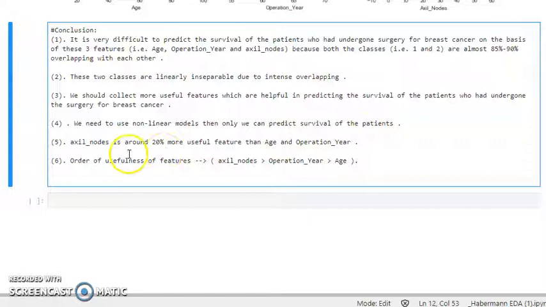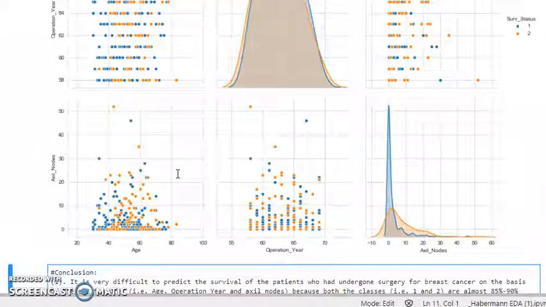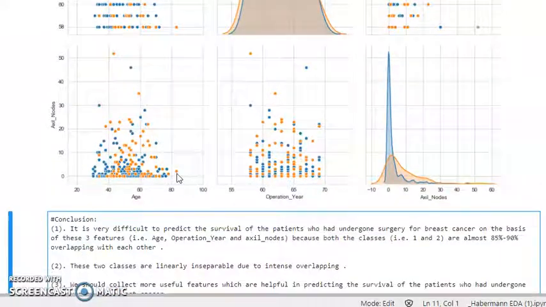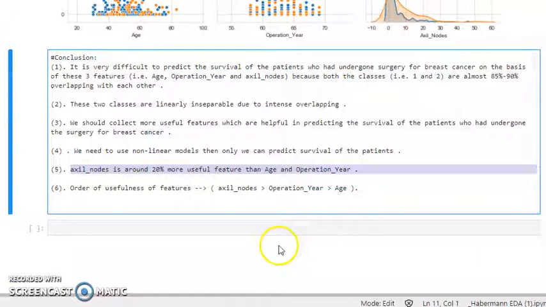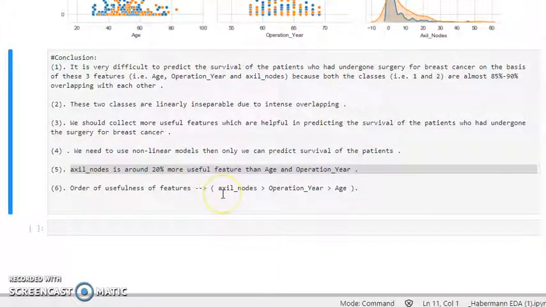And yes, axial node is around 20% more useful a feature than age and operation year here. We have seen this in our box plot and our violin plot, and I feel it is also seen in our pair plot as well. We can see there's less overlapping in the axial node plot along this graph. So definitely axial node is probably the most important feature here. So the order of usefulness of features, as we see in this analysis, is axial node followed by operation year followed by age. This is the final conclusion we got.